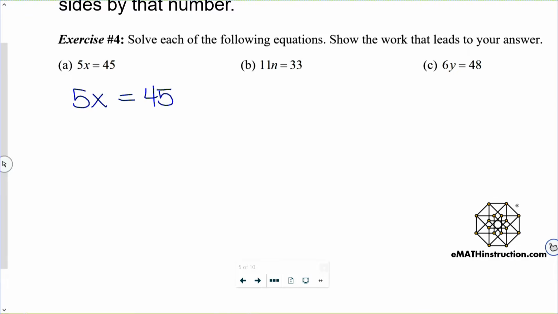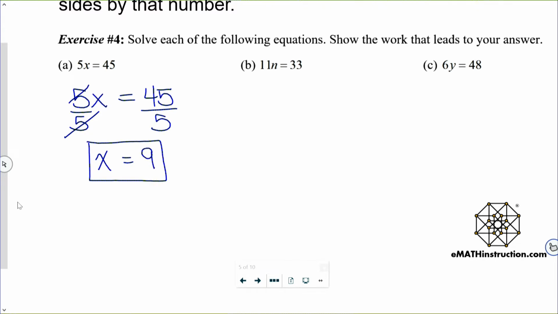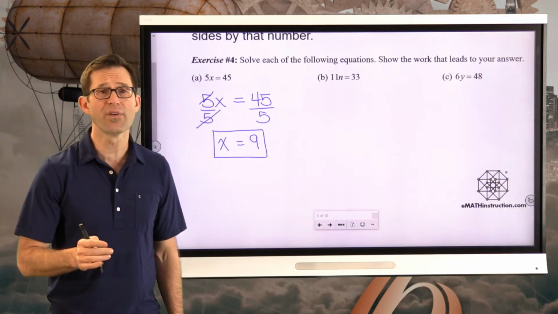I've multiplied x by 5, so what I want to do on both sides of this equation is divide by 5. 5 divided by 5 is equal to 1, and 45 divided by 5 is equal to 9. So my equation is x equals 9. And again, it's very easy to check.